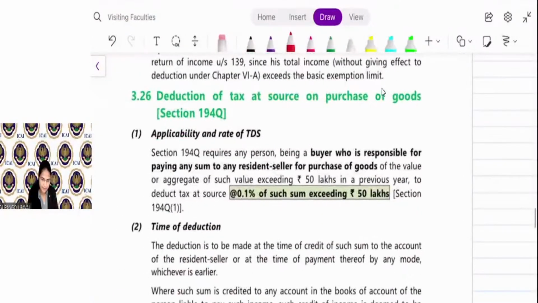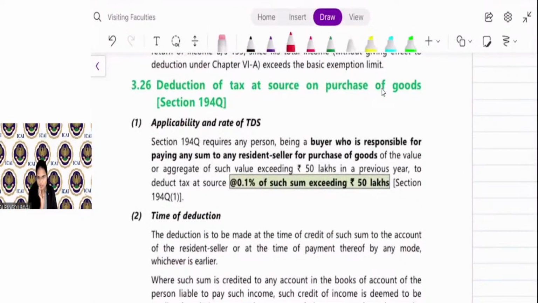Clear, everyone? So go through the provisions up till now. If you have any doubt, then let me know. After that, we will discuss section 194Q. It is a very important section, so be careful. And in between 194Q, please don't ask questions of earlier sections. I'll give you 2 minutes. Just ask me a question if you have any doubt.